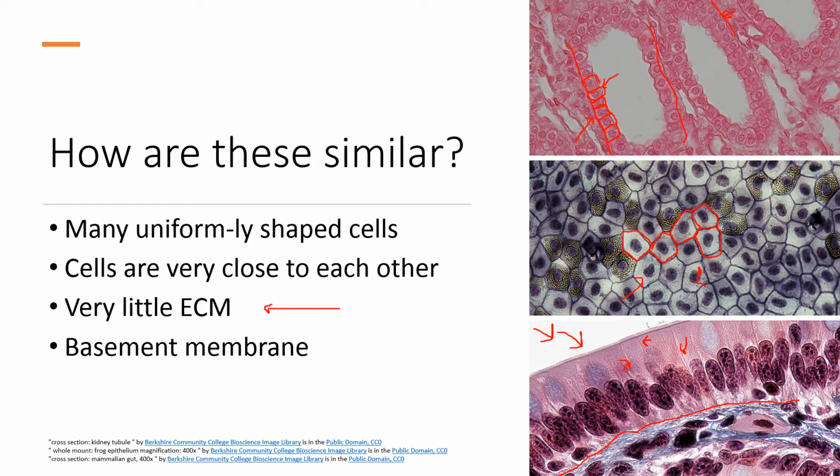This is called the basement membrane, and epithelial tissues are always going to have a layer of cells that sit on the basement membrane, and that basement membrane separates the epithelial tissue from other tissue types nearby. So these are the things that I noticed.